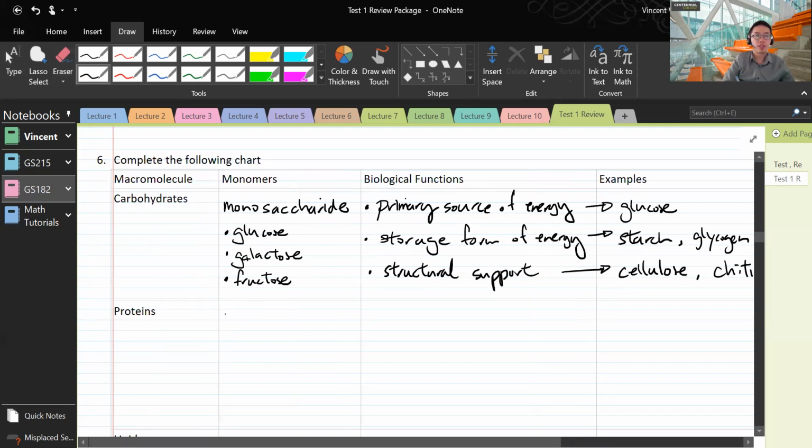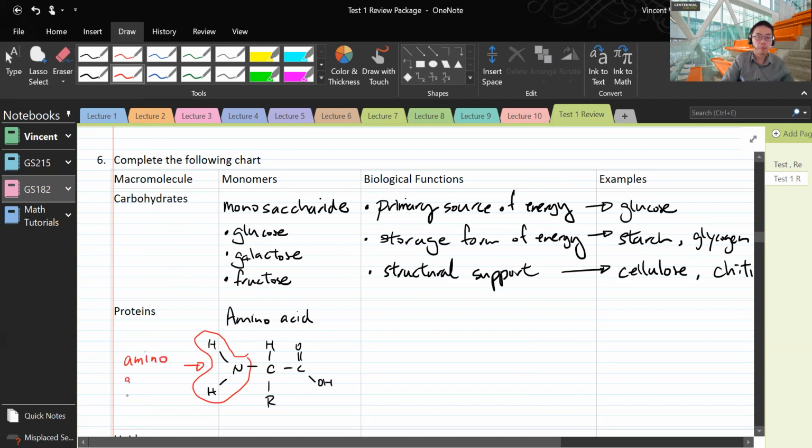Proteins. The monomer for proteins is the amino acid. You should probably know what an amino acid looks like. Again, you do not have to draw it, of course. But if I show you a picture of it, you should recognize, oh, that's an amino acid. There is an amino group here, and then there is a carboxyl group over there. Okay, so this is the amino group, and over here we have the carboxylic acid.